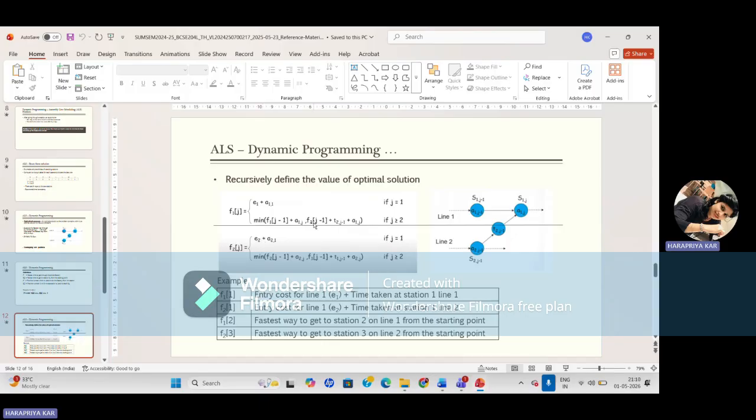Based on the iteration, it will work. How many scheduling lines are there? Based on that, it will work. So f2 of j, e2 plus a2j, then again the objective function is there, for j equal to 1, and for j greater than or equal to 2.